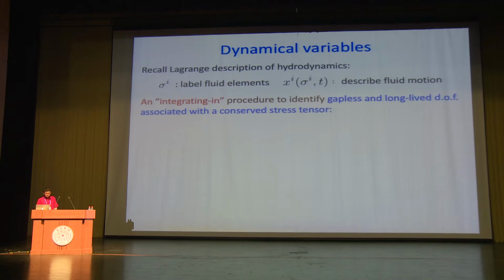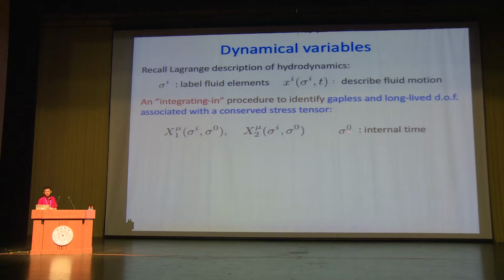So we have developed an integrating-in procedure to identify the gapless and non-liquid degrees of freedom associated with a conserved stress tensor. I will not give the details here; I will just tell you the answer. And the answer turns out to be very simple. It is just a doubled copy of this Lagrangian description, suitably generalized. Essentially, because we are now using a closed time curve, you need to double your degrees of freedom, so that means we have to introduce two sets of space-time coordinates.